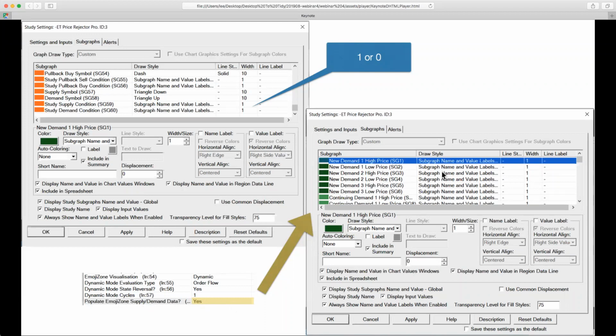If you want, you can set these to be visible. The graphics are not as nice as those which we can achieve with Emoji Zone visualization. Plus, you're only going to see the nearest 3 levels in each state. But this can be a good way for testing your alert logic or automated trading logic as you're building up more sophisticated charts.